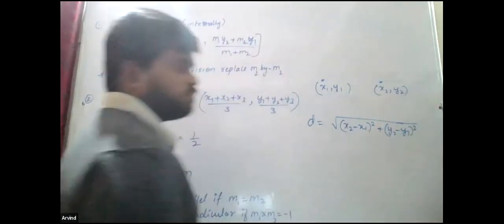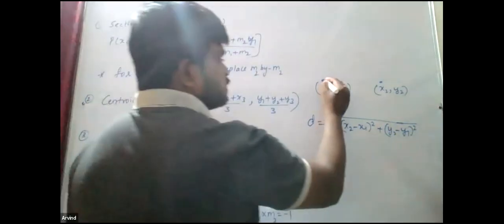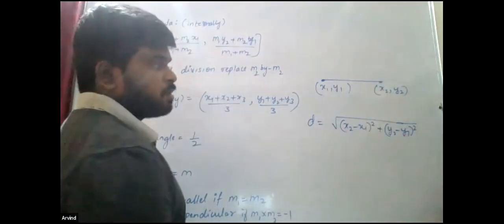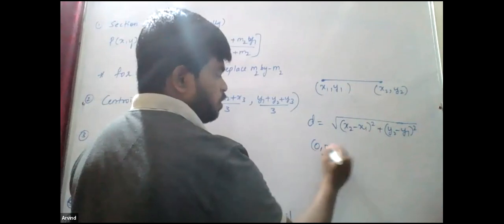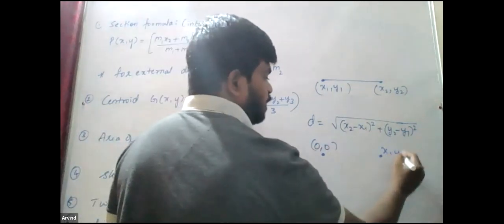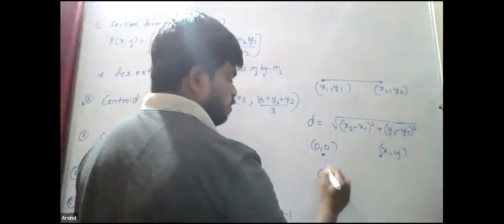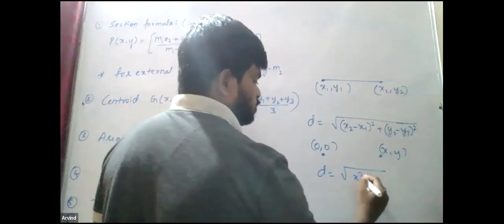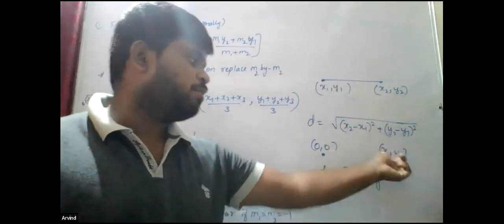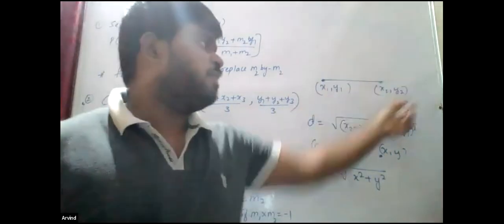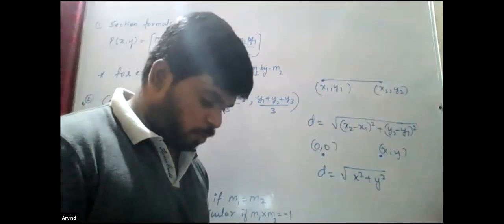These are also formulas which we'll be using. Distance between 2 points. Suppose one of the points is the origin, represented as 0, 0, and another point is x, y. Then you can use the same formula, which reduces to the square root of x square plus y square. Between origin and a point you can use this. Generally, we'll make use of this. This is the distance between 2 points.